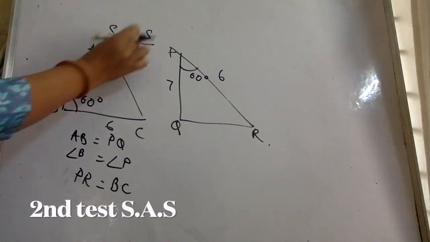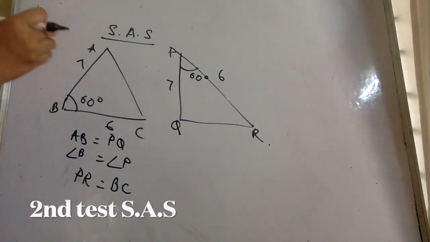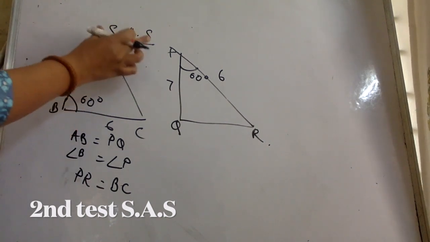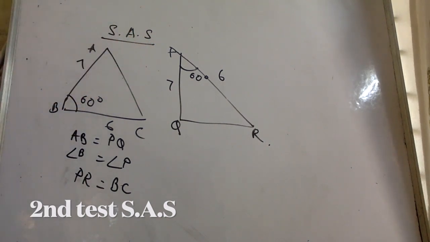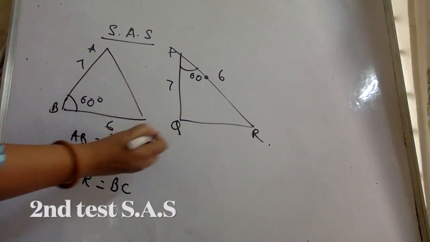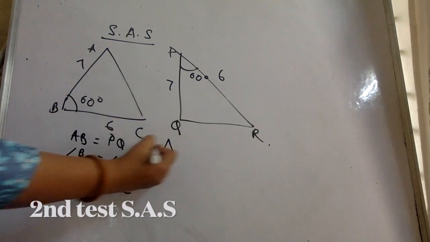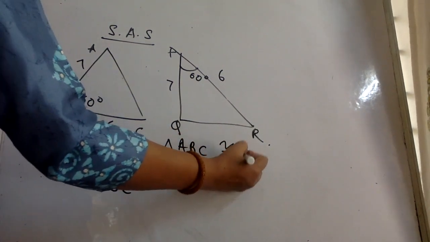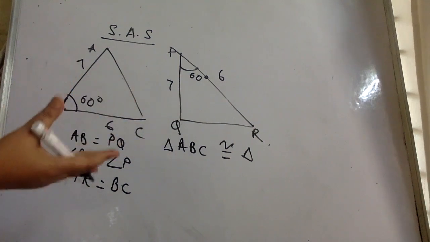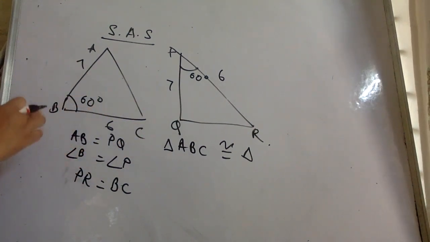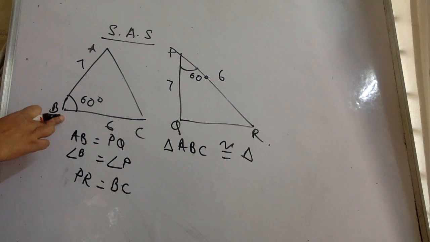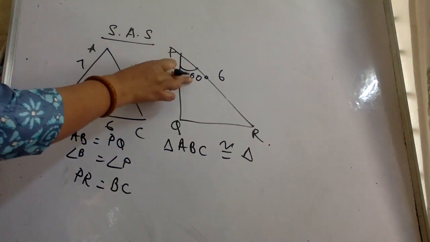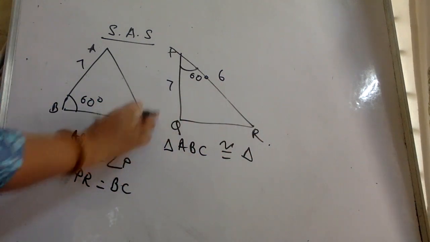Remember, you can't write it as SSA or ASS. You have to write it as SAS, because it shows that between the two sides lies the angle. Now how do you write it? Triangle ABC is congruent to triangle, till here I have written, and then I'll think. Start with the 7 centimeter side, go to the 60 degrees, then cross the 6. Start with the 7 centimeter, go to the 60 degree, then cross the 6. So QPR.